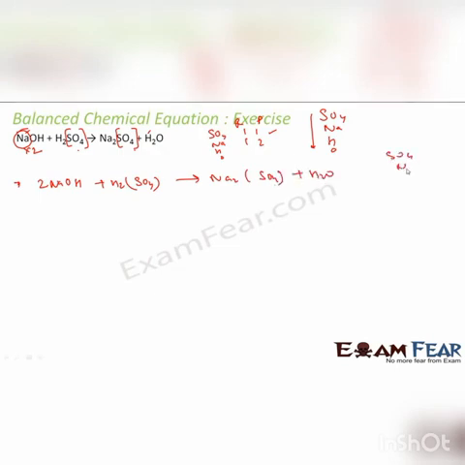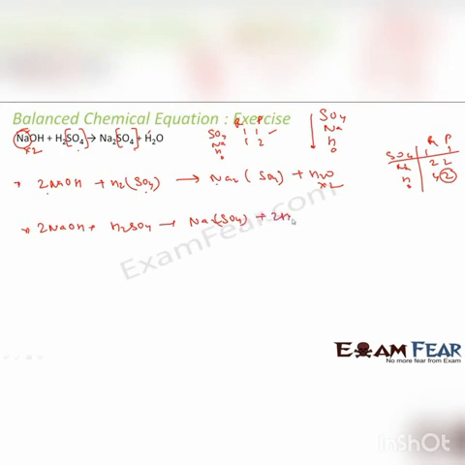Let's again compare the values: SO4, Na, H and O. We have reactant and product. So sulfate we have 1 here, 1 each. Sodium we have 2 here, 2 each. Hydrogen: so we have 2 hydrogens here plus 2, 4 hydrogens here. Here we have only 2 hydrogens, not balanced. So let's multiply with 2. 2 into 2 becomes 4, right? So what you get is 2NaOH plus H2SO4 gives Na2SO4 plus 2H2O.